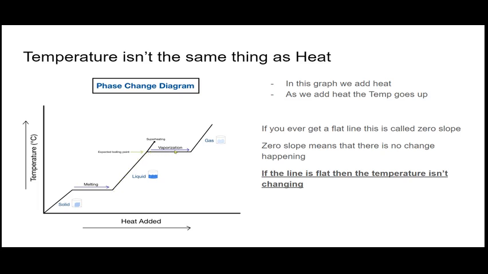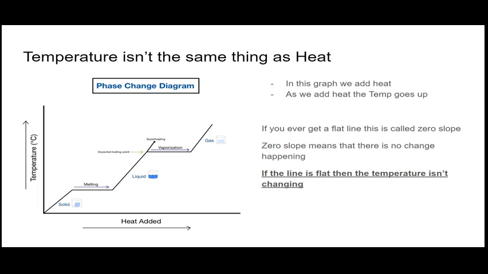Right here, we've got another example of zero slope. So if the line is flat, it means that the temperature isn't changing. The temperature doesn't change until the phase change is complete. Then it's going to shoot up, and then it's going to stay flat. It's vaporizing. And then it's going to shoot up. So we're going to be looking at this throughout our lab.